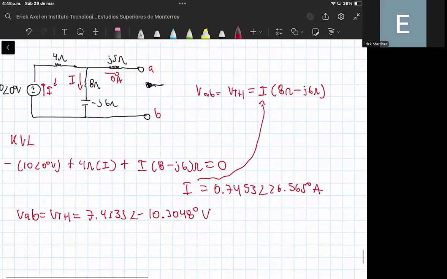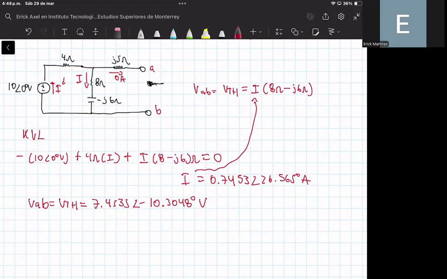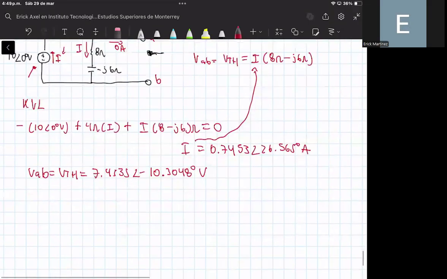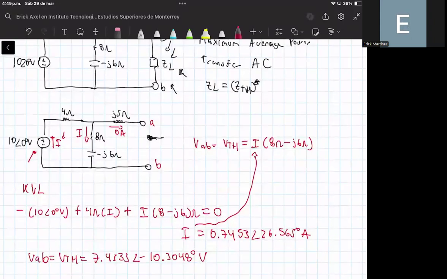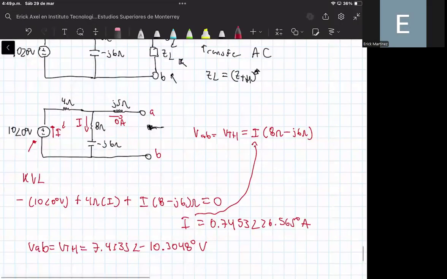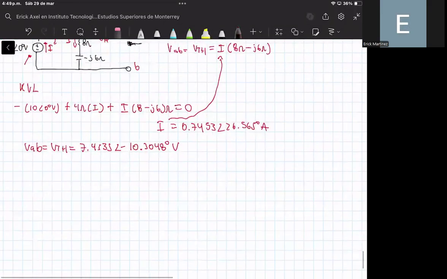And now we need to compute the Thevenin impedance. Remember that to compute the Thevenin impedance, we need to switch off all of the sources in the circuit. Here we only have this voltage source, so we can switch off that element. Since it is a voltage source, we need to replace it with a cable because we are assuming that the voltage source is off. So if you do that, you will have the following circuit.